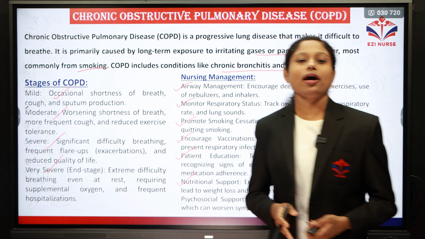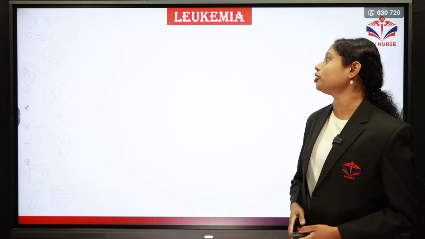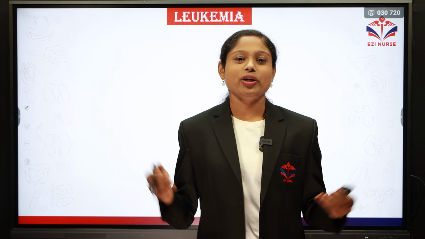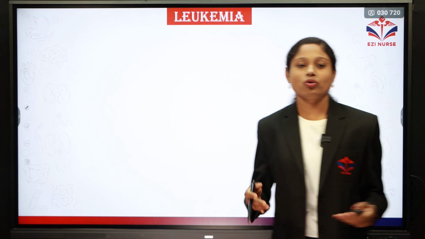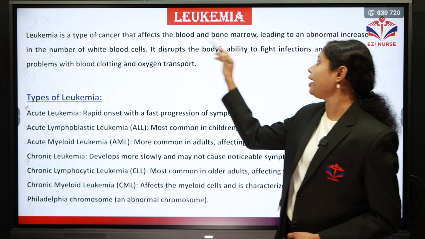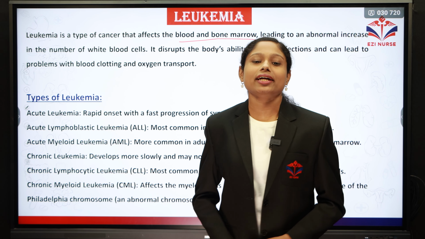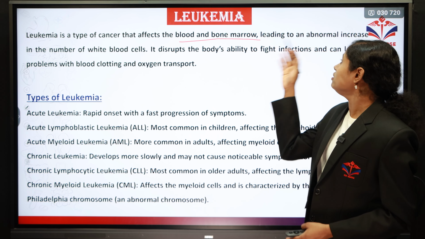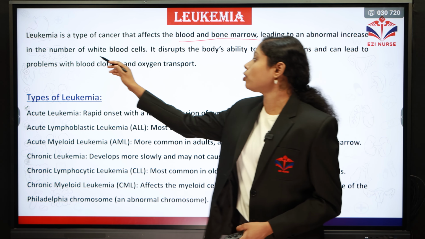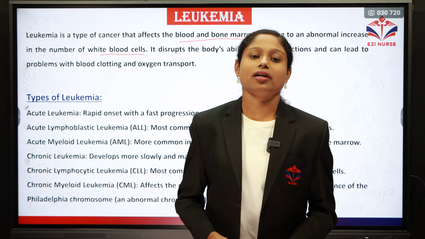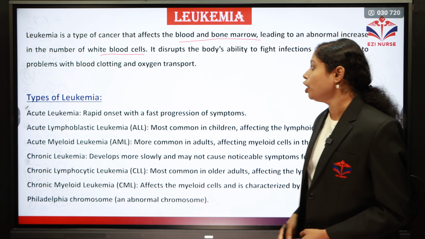Yes. Now we are moving to another important exam-oriented question, leukemia. What is leukemia? Blood cancer. So leukemia is nothing but blood cancer. It's an important question. Leukemia is a type of cancer that affects the blood and bone marrow, leading to an abnormal increase in the number of white blood cells. So there will be abnormal growth of white blood cells inside the blood. That condition is called leukemia.